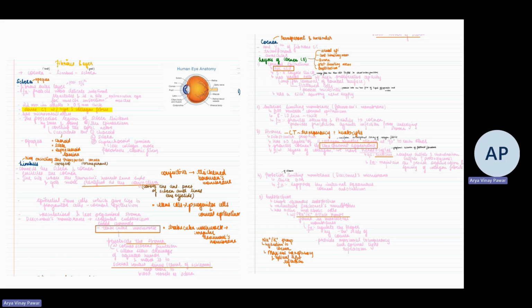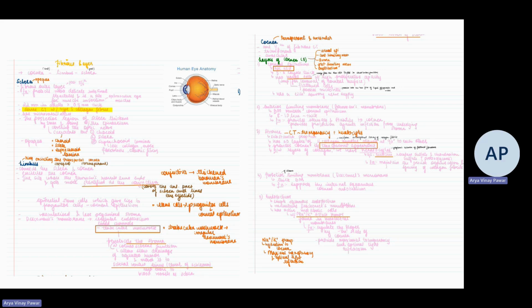The limbus actually encircles the cornea. Before we talk about the limbus, I think it's better if we talk about the cornea, because the cornea is one of the most important parts here. So let's talk about the cornea and then we'll get back to the limbus in a while.